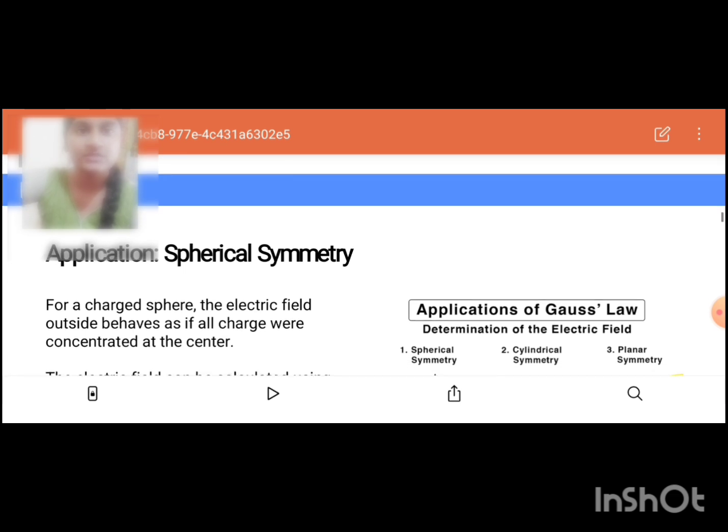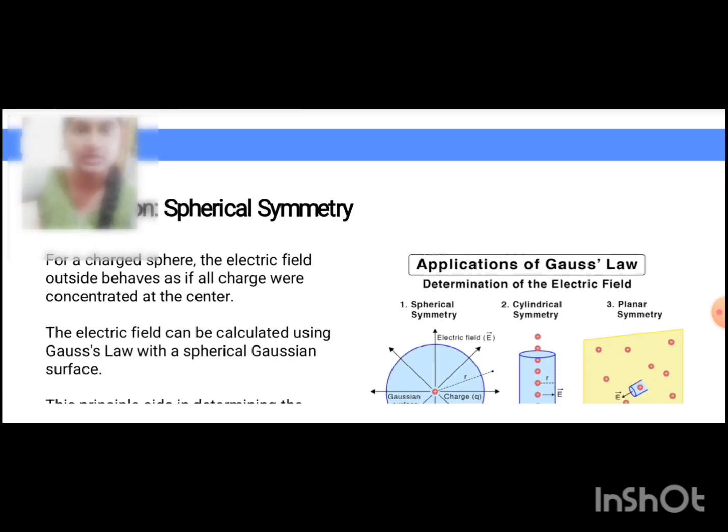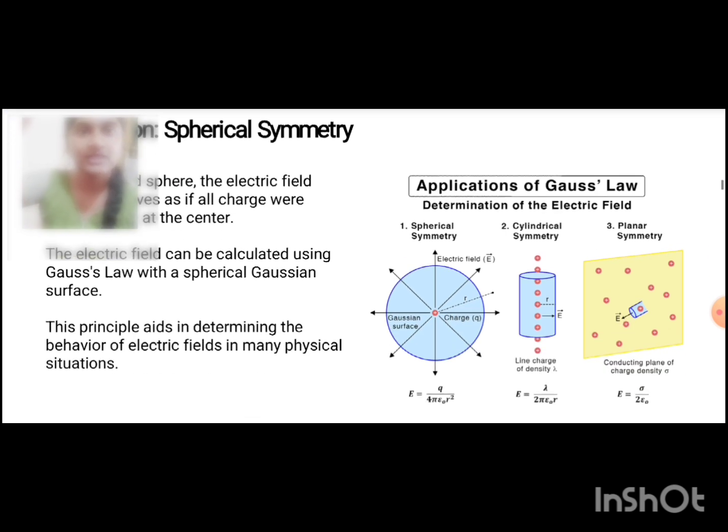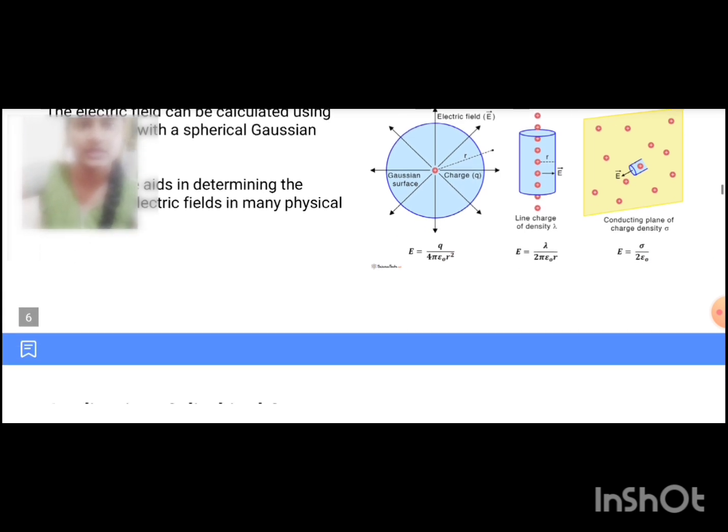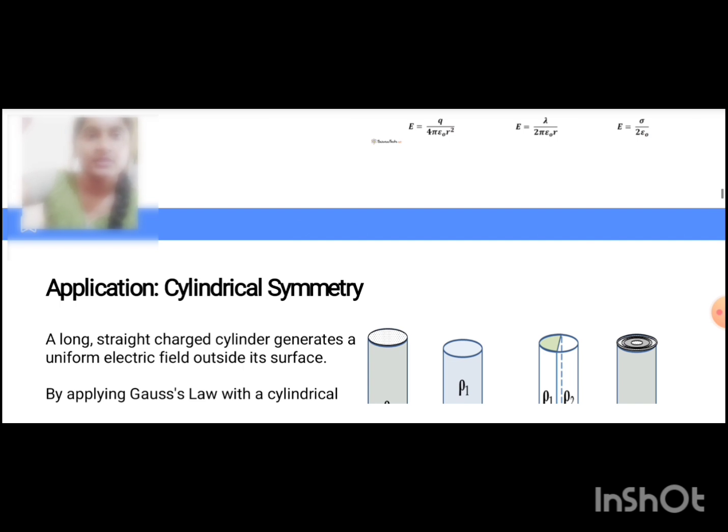So, applications: spherical symmetry. For a charged sphere, the electric field outside behaves as if all charge were concentrated at the center. The electric field can be calculated using Gauss law with a spherical Gaussian surface. This principle aids in determining the behavior of electric fields in many physical situations.